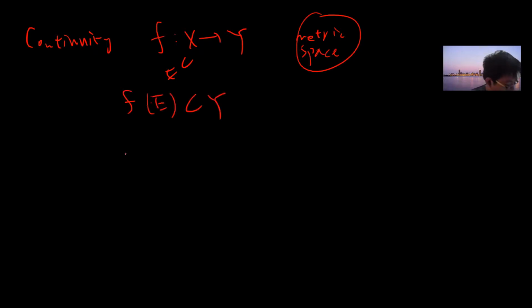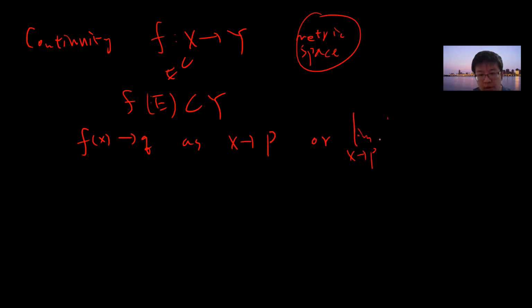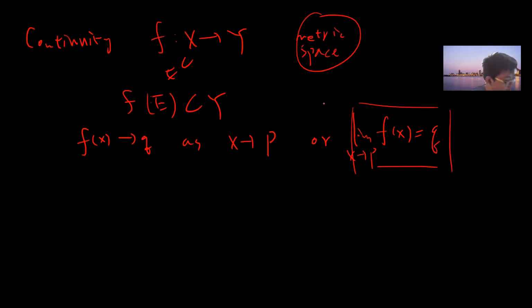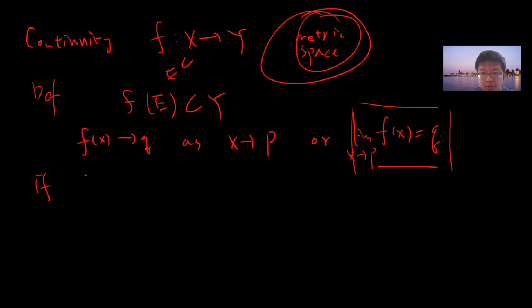Let's say I write f(x) approaches q as x approaches p. Basically this is just notation. Now this is the definition. If I say as x approaches p, f(x) equals q, then in calculus you use epsilon-delta, and now that it's a metric space, we can still use epsilon-delta.